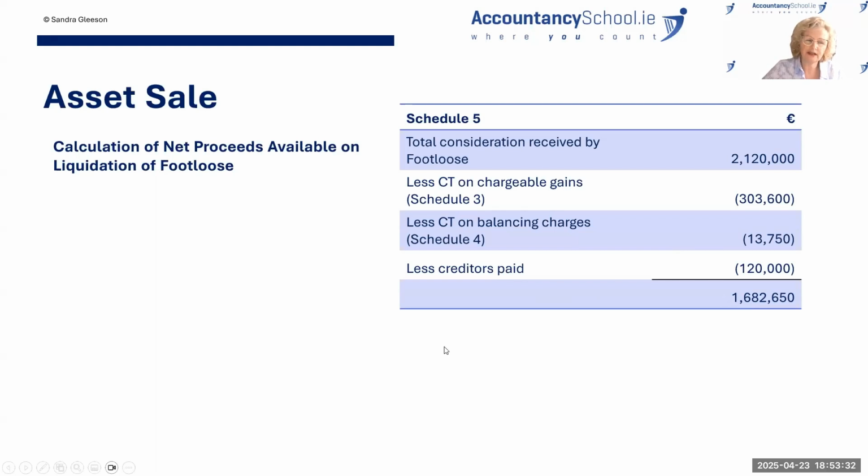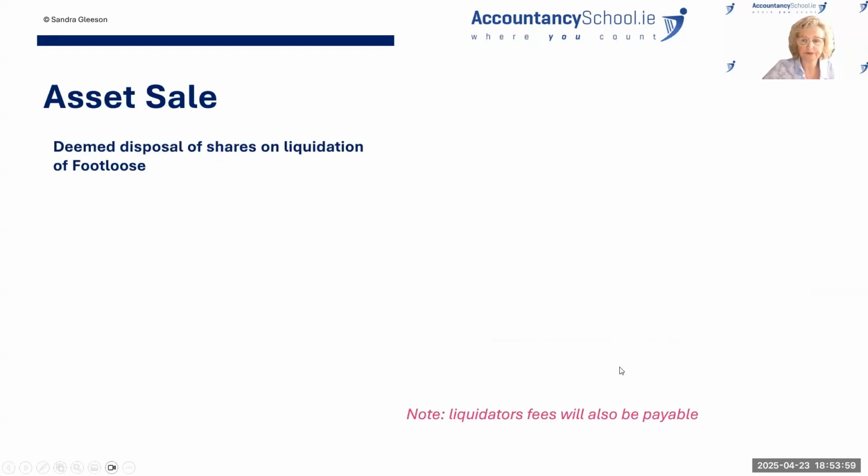There was no mention in this question of liquidators' fees, but you should note in the exam that liquidators' fees will also be payable, so that will reduce the proceeds further. What happens next? Remember, we said Footloose sells all of the assets, and then the remaining cash will be distributed to Mr. Strike in a final liquidating distribution.